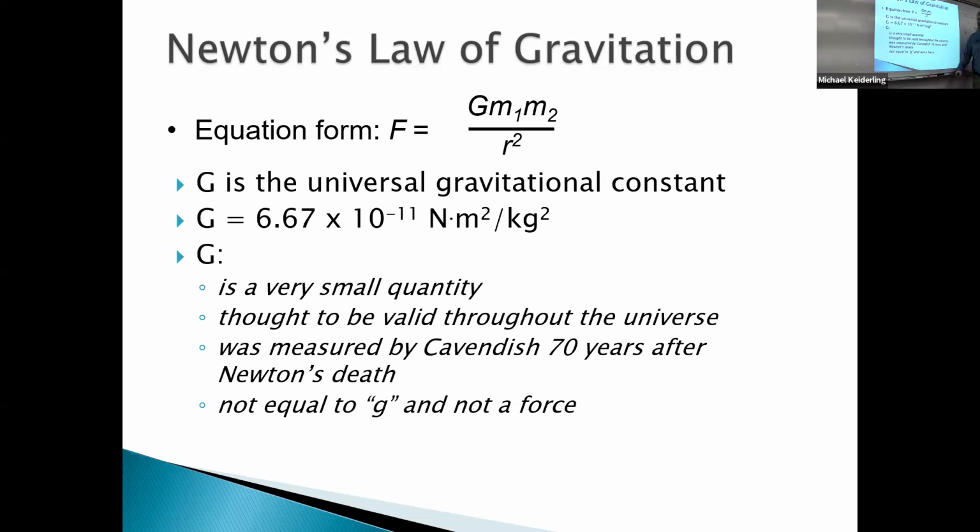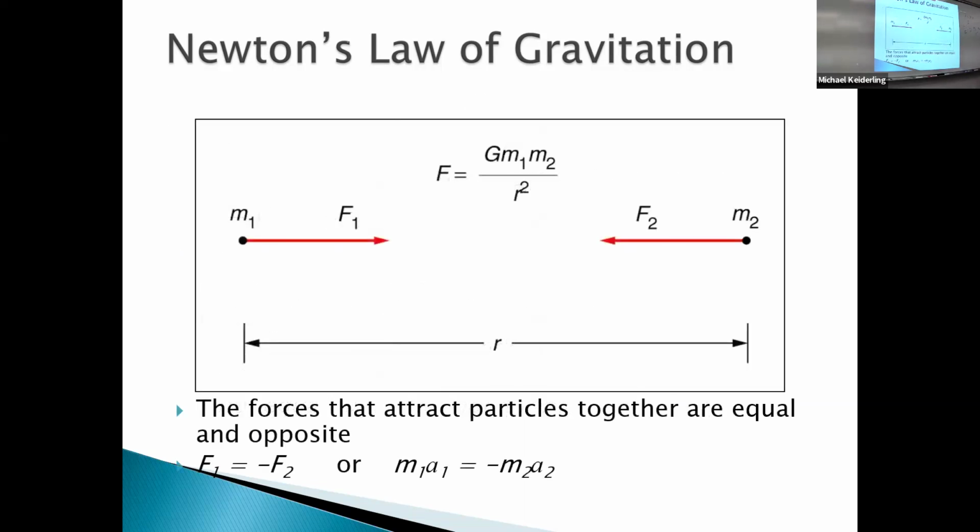So, you can write an equation for little g that uses big G. The forces that attract particles together obey Newton's third law. They come in pairs. They're equal and opposite to each other. So force 1 equals minus force 2, or mass 1 times acceleration 1 equals minus mass 2 times acceleration 2. But if the two objects have very different masses, like we experience day to day, the acceleration of this pen is much bigger than the acceleration of the Earth.